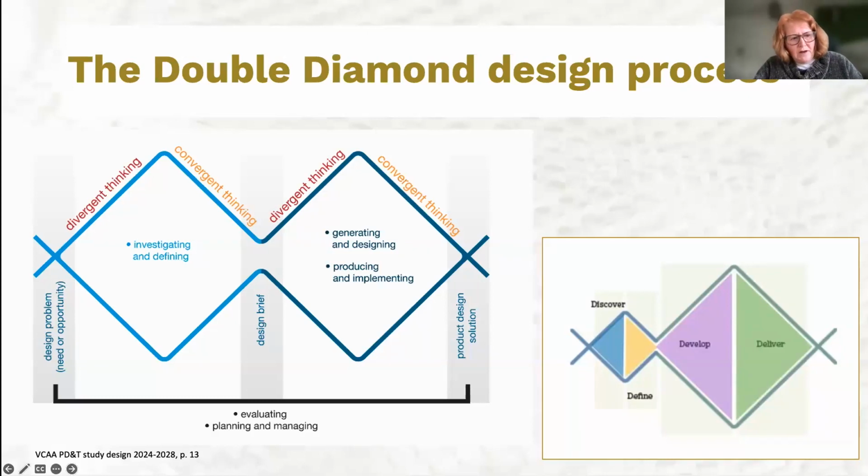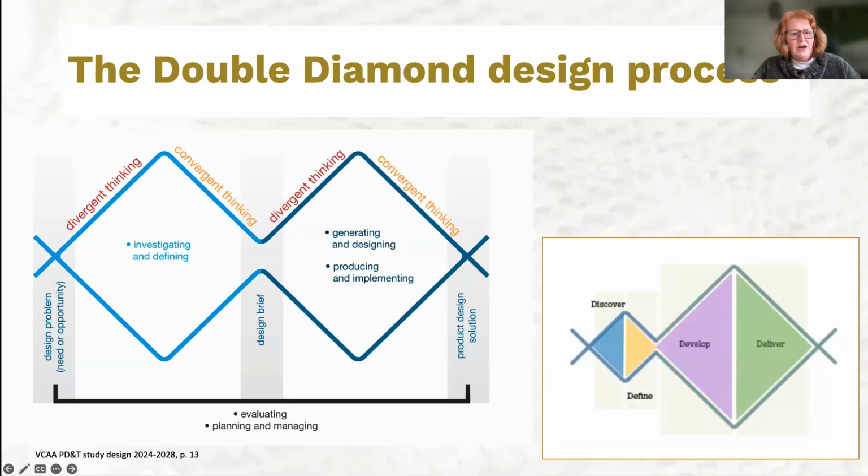So the shapes of the diamond, for the divergent parts of the double diamond process, it looks at students opening out their thinking, exploring new ideas and expanding their ideas and using creative thinking for those parts of the double diamond.